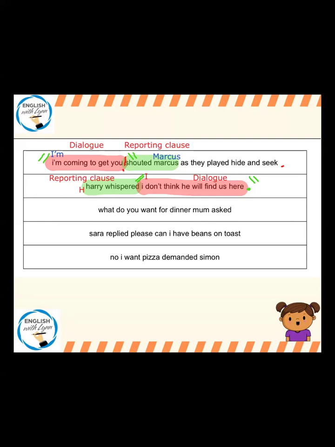Okay, so the next one, let's have a look, see if I can find my reporting clause and my dialogue. So, "What do you want for dinner?" Mum asked. "What do you want for dinner" is what Mum is actually saying. "Mum asked" is my reporting clause because it tells me who is speaking. Okay, so let's just make our note at the beginning. We've got this one, the speech is first, and the reporting clause is at the end.